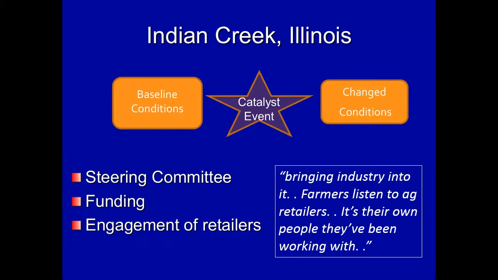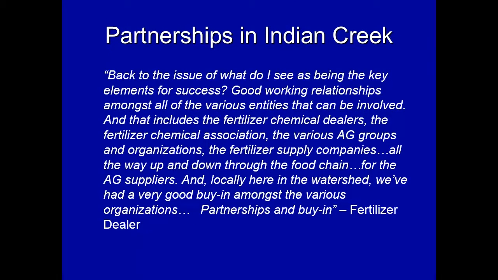Another quote from a fertilizer dealer, back to the issue of what do I see as being the key elements for success, good working relationships among all of the various entities that can be involved. And that includes the fertilizer chemical dealers, the Fertilizer Chemical Association, the various ag groups and organizations, the fertilizer supply companies, all the way up and down the food chain for the ag suppliers. And locally here in the watershed, we've had very good buy-in amongst the various organizations. Partnerships and buy-in, one of the main reasons for success.